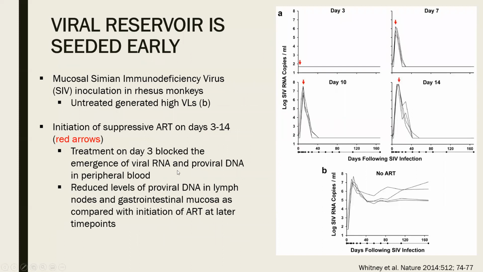This is an old study, but it was done in rhesus macaques, and they looked at the initiation of suppressive ART. That's where you see the red arrows here at different time points. And you can see that if treatment was initiated on day 3, that actually blocked the emergence of viral RNA and proviral DNA in the peripheral blood. So again, reduced levels of proviral DNA in the lymph nodes and the GI mucosa were seen with initiation of ART at later time points.